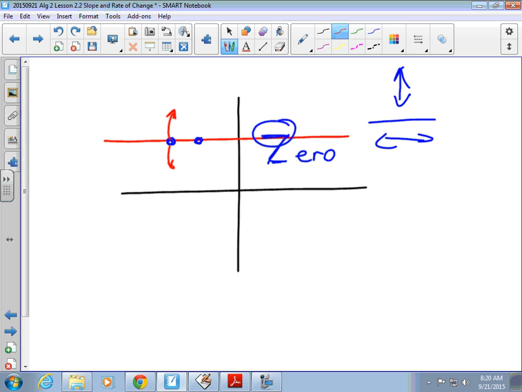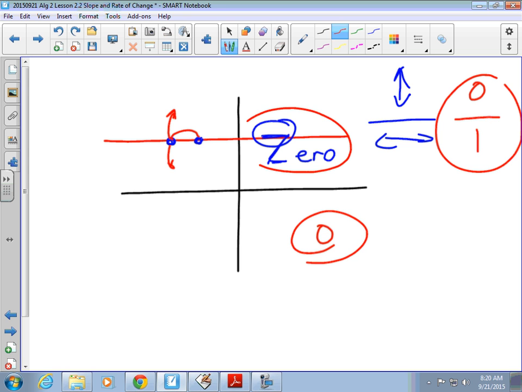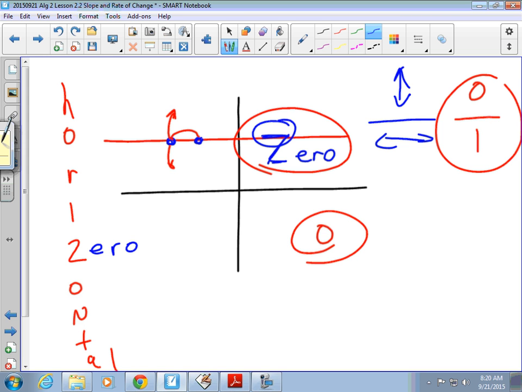So its rise in that case is 0 over, there's an infinite amount of times it goes left and right. Let's say it goes over 1 time for its run. This right here, 0 divided by 1 is 0. Just like writing it with the word 0. Horizontal line, which has a Z in it, horizontal. Horizontal line, you can write 0 with it. One more way to remember it.